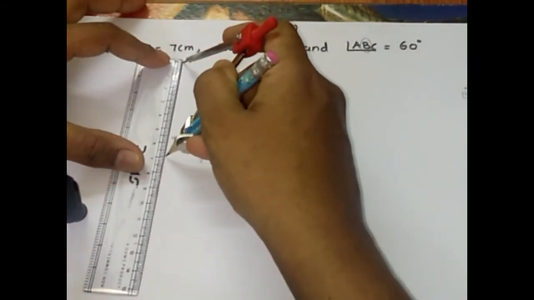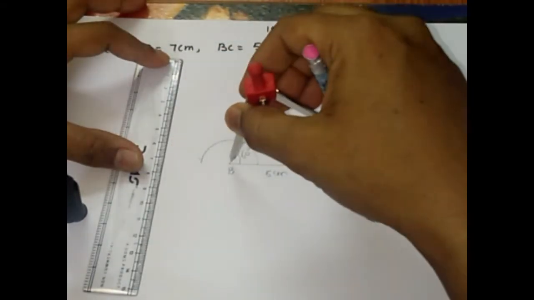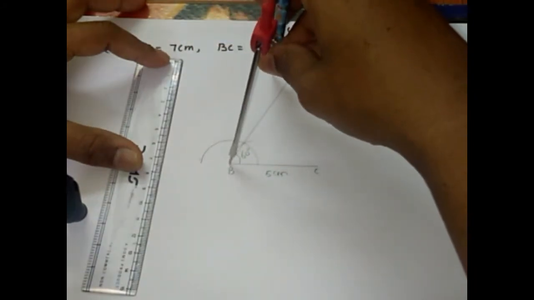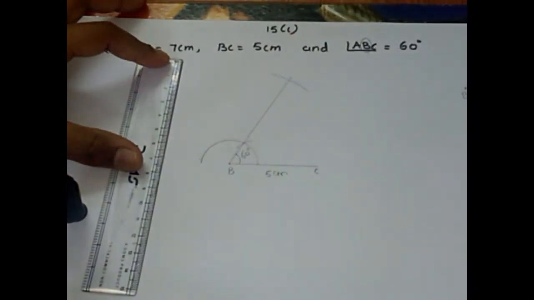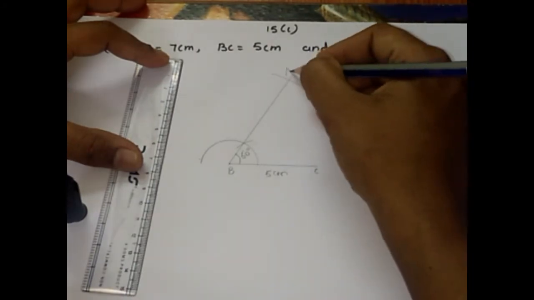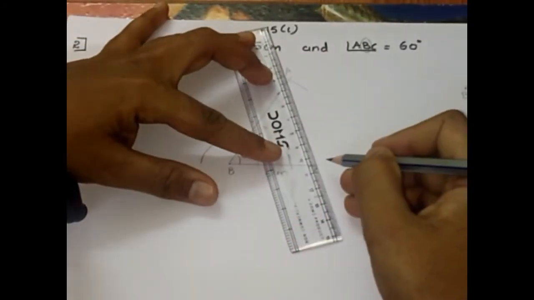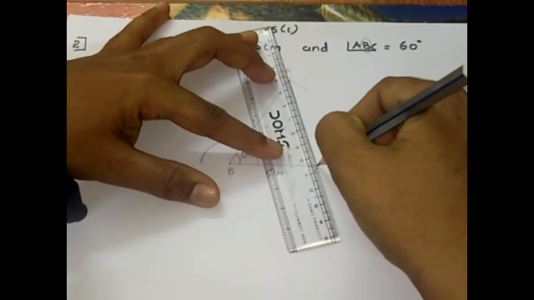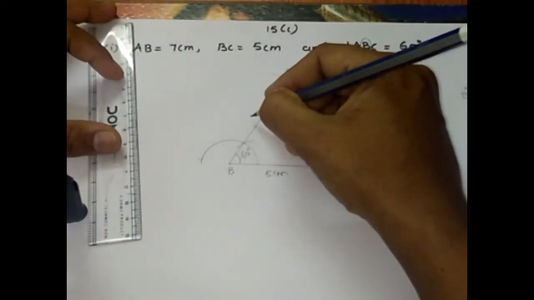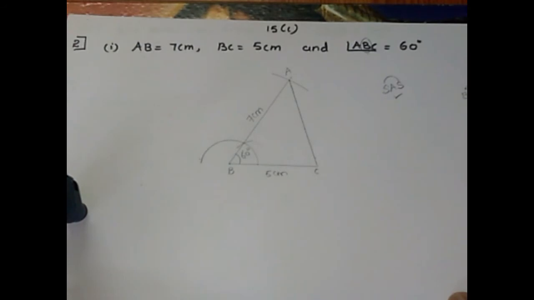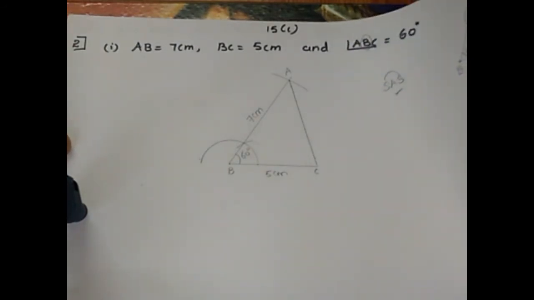So take your compass measurement to 7 cm. Keep your compass at B and cut an arc on the line where you have constructed the angle. The point where the angle and the arc intersect is the point A. Now this is my triangle ABC. This method is to be followed when the measures of two sides and an included angle are given. We call it SAS, two sides and an angle. Here also we followed 3 steps.